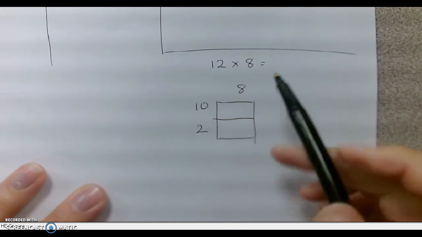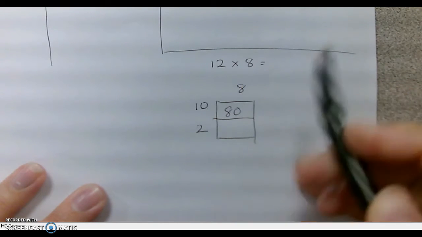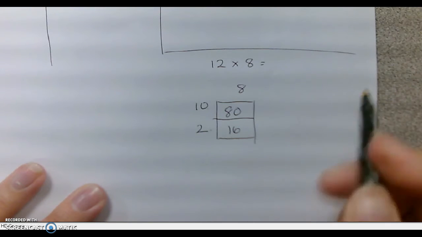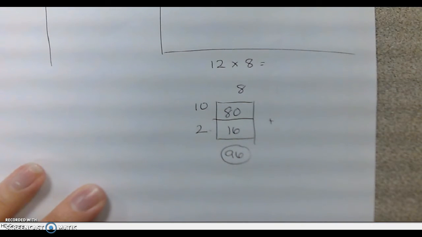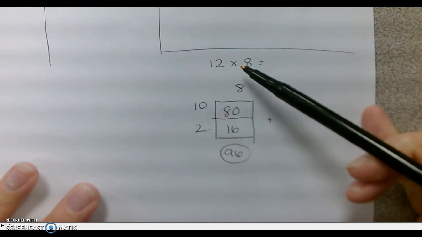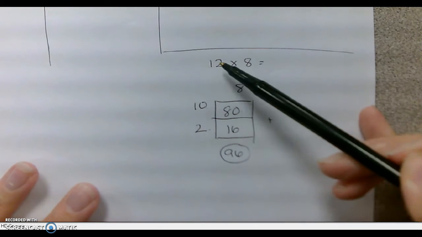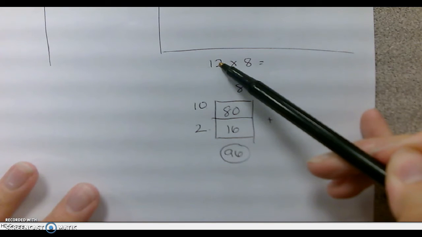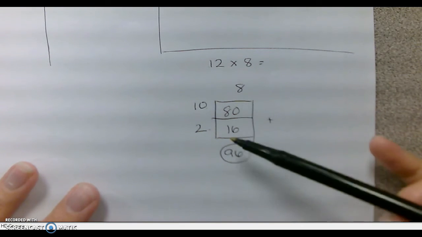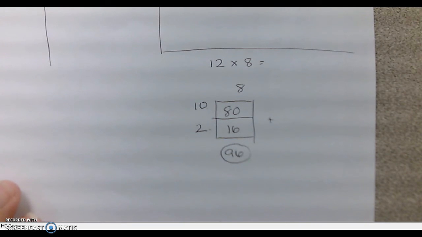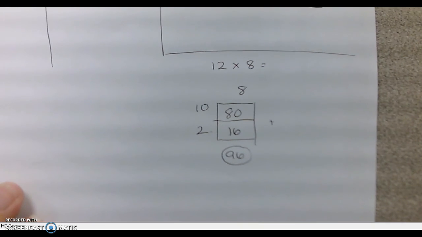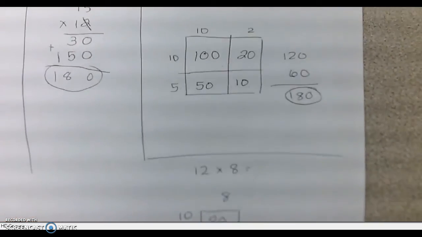10 times 8 is 80. 2 times 8 is 16. If I add it together, I get 96. Okay? And you can also do this mentally. 8 times 10 is 80. 8 times 2 is 16. 80 plus 16 is 96. But that's just for you if you get confused or if you can't remember your multiplication facts. You can definitely use the area model to help you remember those things.